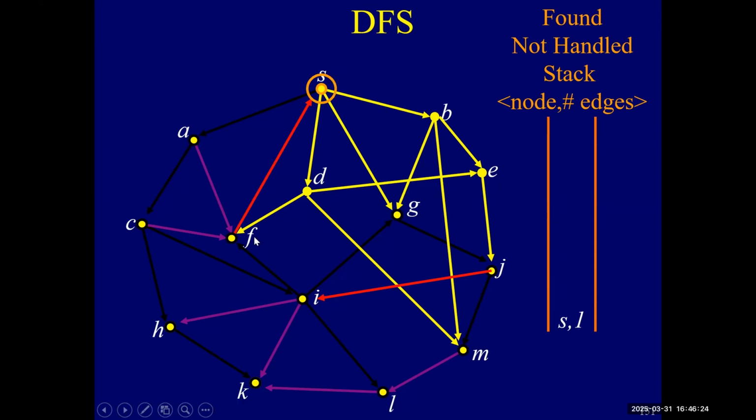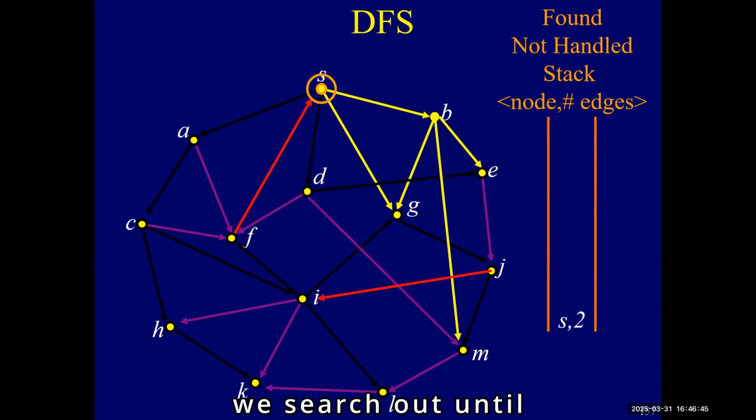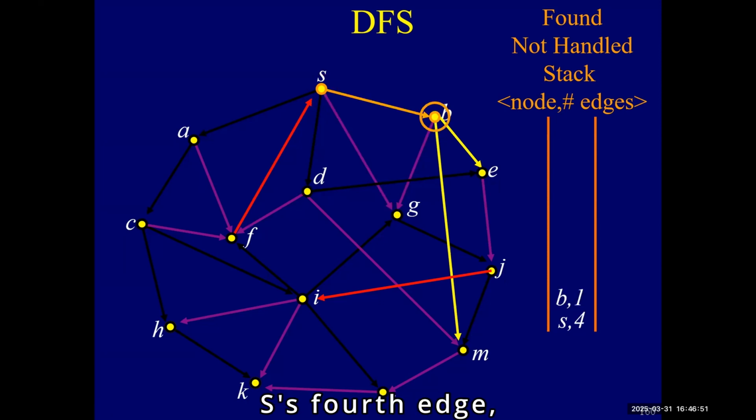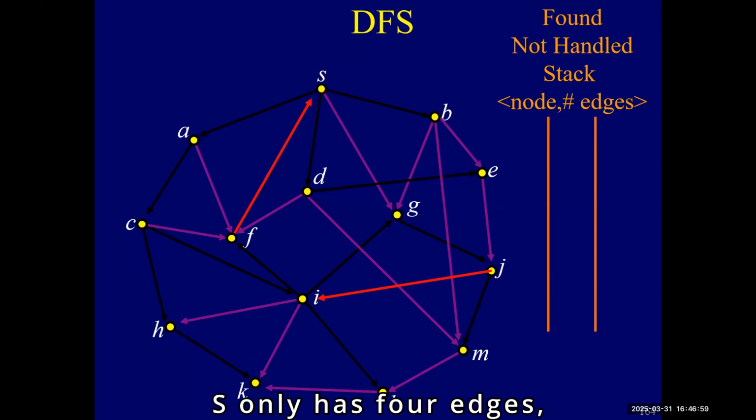But maybe we haven't found D yet. So now we say, oh look, we've handled S's first edge. So we go down S's second edge. Does that make sense? And then from there, we search out until we pop back up. Then we go down S's third edge, S's fourth edge. We go down, we pop back up. Now we've handled S's four edges. S only has four edges, so we're done. We pop the stack. Stack is empty, we're done. Everybody get that?